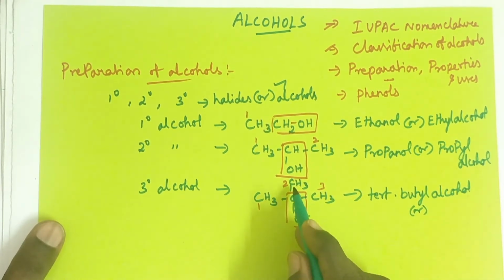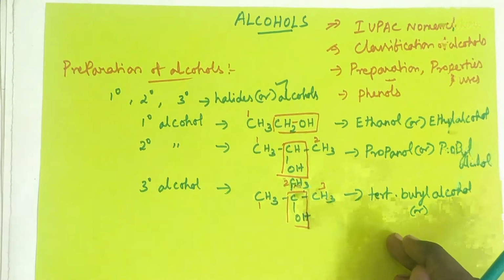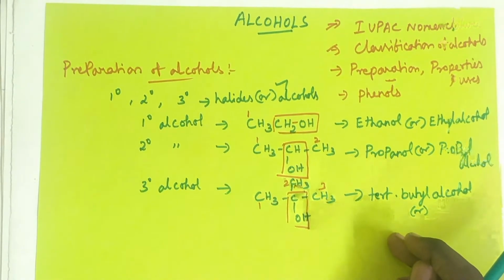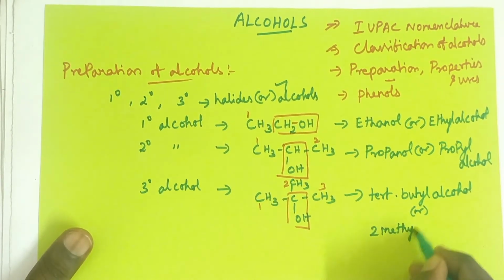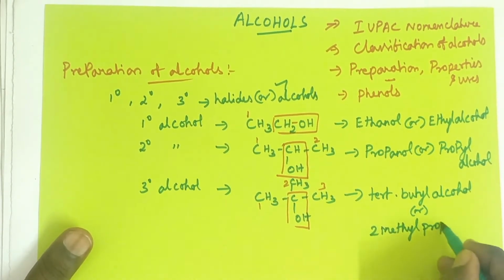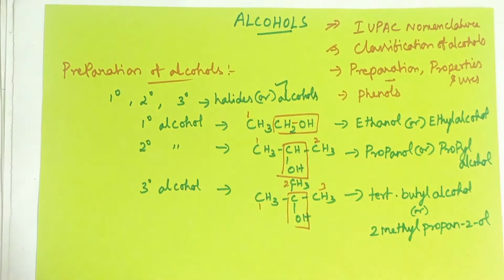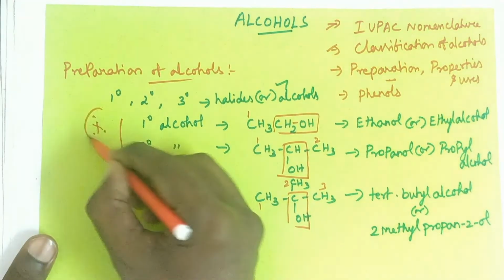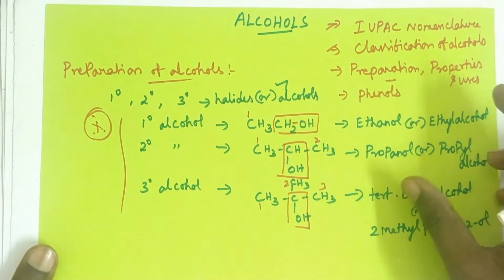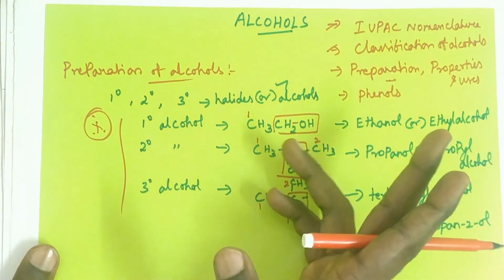So already we studied the IUPAC name: 2-methyl propan-2-ol. So it is a very important topic. Once you know these 3 compounds, this alcohol topic is very easy, because we are going to see primary, secondary, tertiary repeatedly in the upcoming topics.